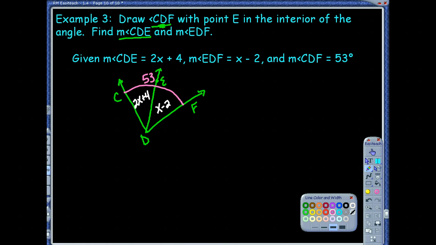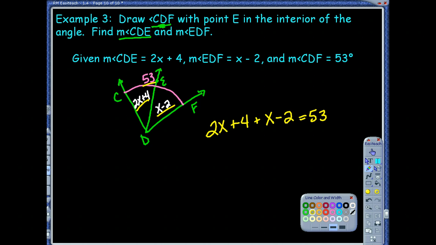Well, Mrs. Palermo, what do you notice? Well, what I see is that you've drawn two adjacent angles that make up a bigger one. So I could probably use the angle addition postulate. Absolutely. So I could add those two adjacent angles together and get an equation to set equal to the whole thing. So I'm going to add angle CDE's measure, which is 2x plus 4, to angle EDF's measure, which is x minus 2, and it's going to equal 53.